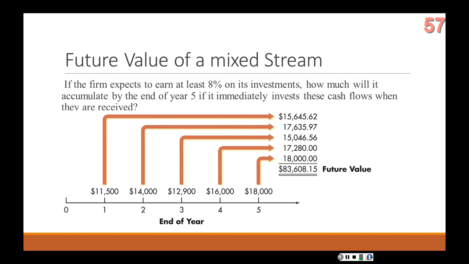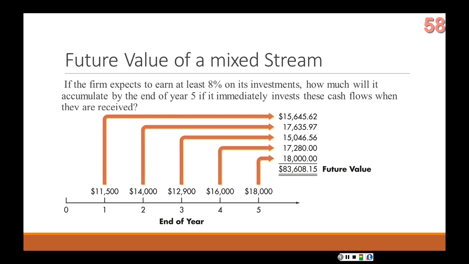If the firm expects to earn 8% on their investments, how much would they have by the end of year 5 if they invest these cash flows when they are received? So one alternative is to take the future value of each of these cash flows independently and then add them together.